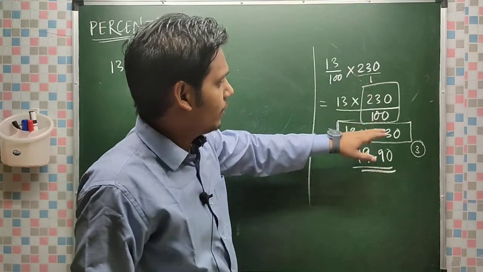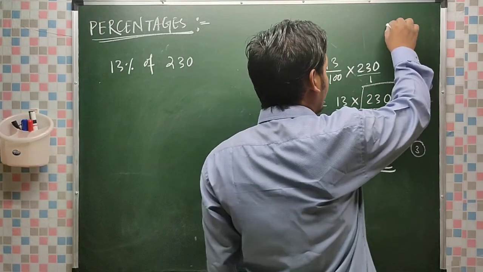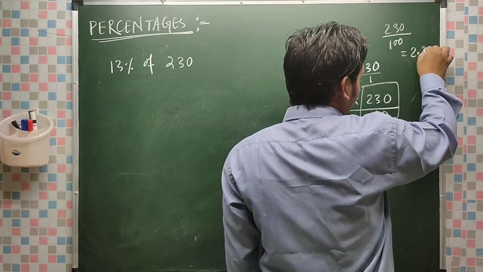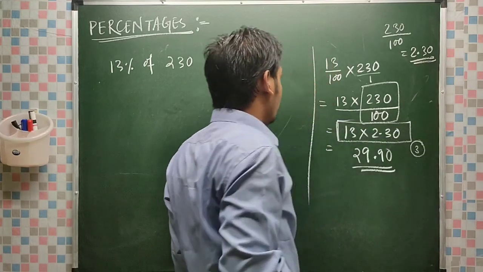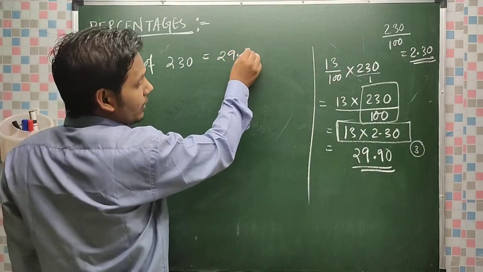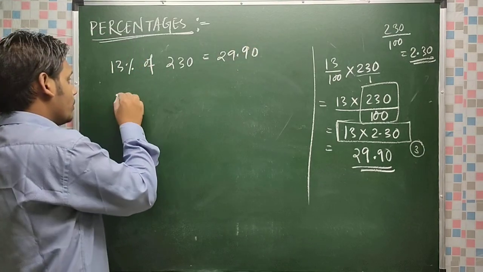That means the second number you have to take: 230 by 100 is how much? 2.30. So directly we take this number. If any number is given like this, then the answer is 29.90.